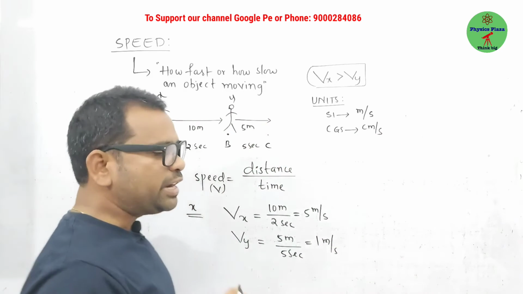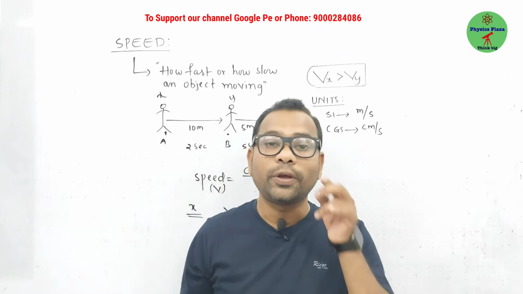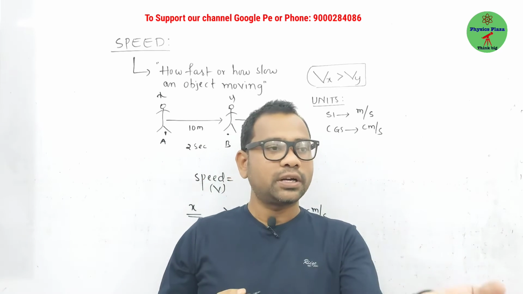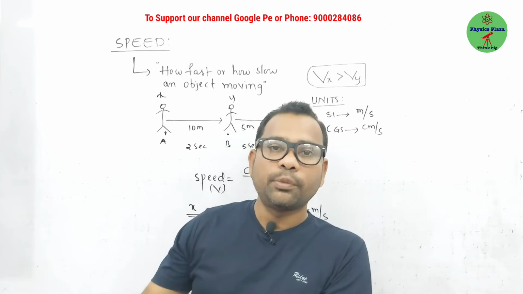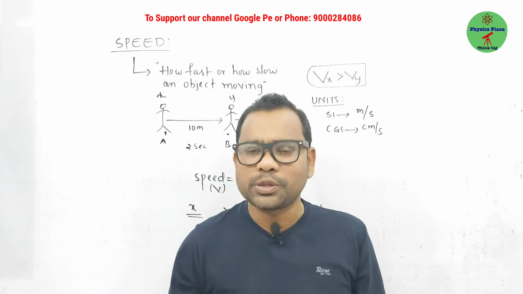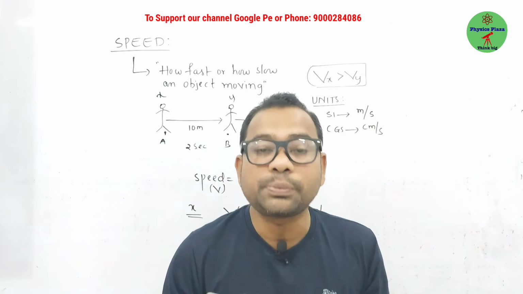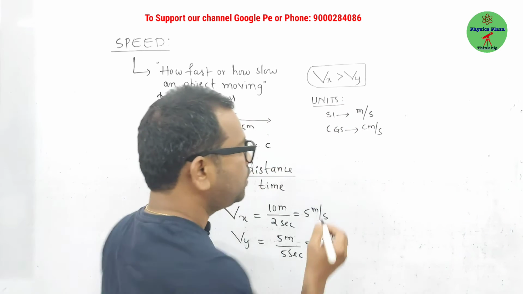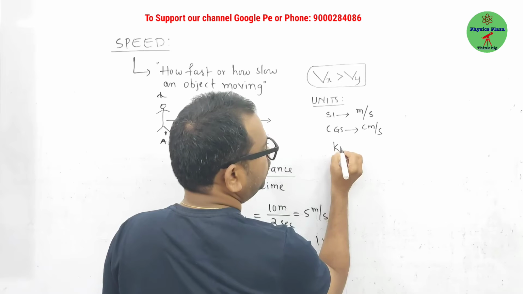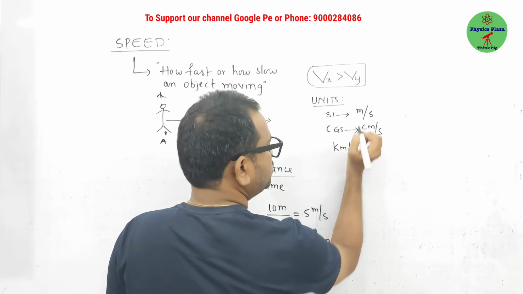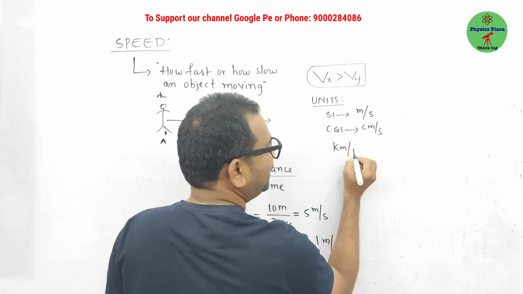Fine. And now in day-to-day life, dear children, whenever vehicles are going, we say that the speed of the vehicle is some 80 km per hour, 60 km per hour. Which means what? We use kilometer per hour even to measure the speed of a vehicle. So, we have one more special unit, kilometer per hour.